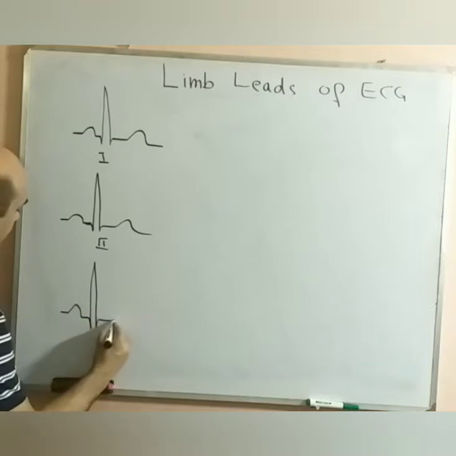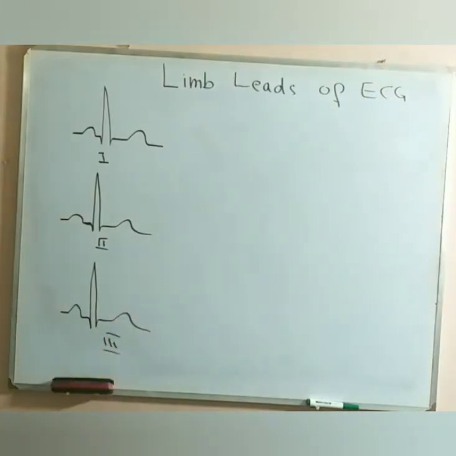What do I mean by positive? That they have got a tall R wave and a very small S wave. It actually means that the wave of depolarization is going towards leads 1, 2 and 3. That is why they are making a positive deflection and a small negative deflection.